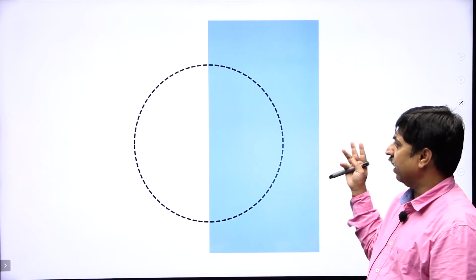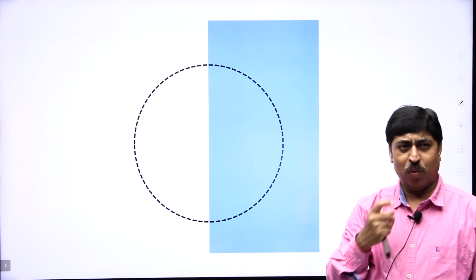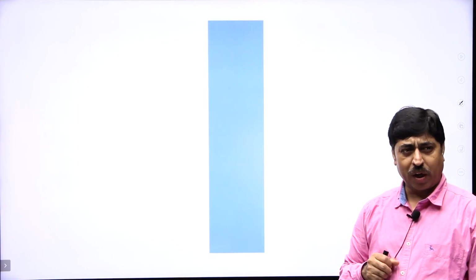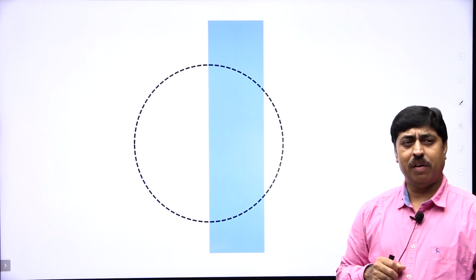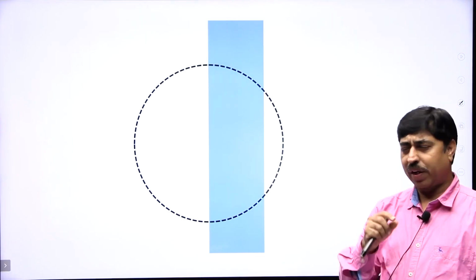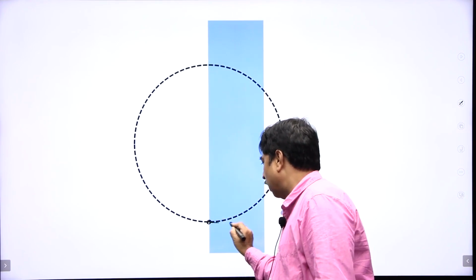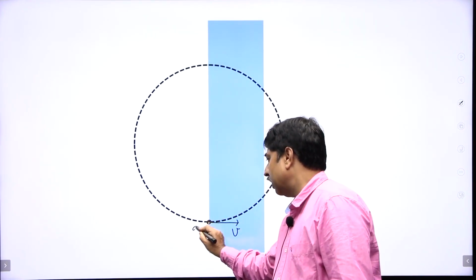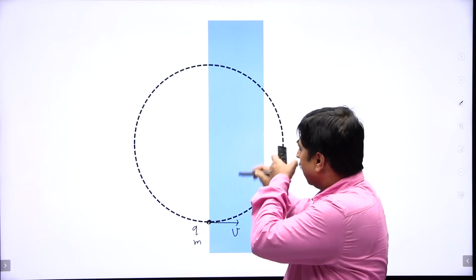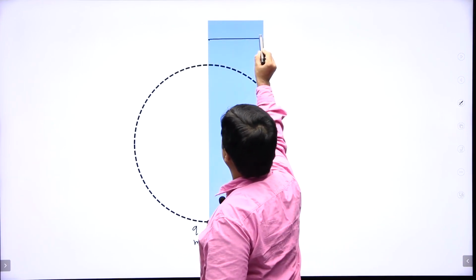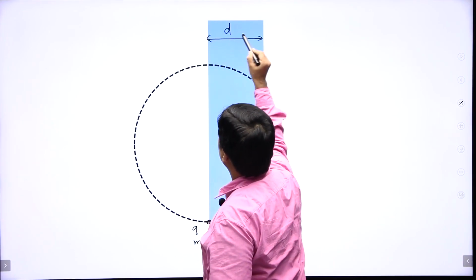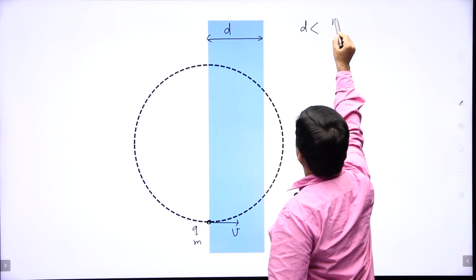If this is the case, then of course the particle is going to move in a semicircle. But what happens if the magnetic field is only limited to a very narrow zone? I mean, you have projected the particle from this point with some velocity v, charge is q, mass is m, and let us say this region has width d and d is less than mv by qB.